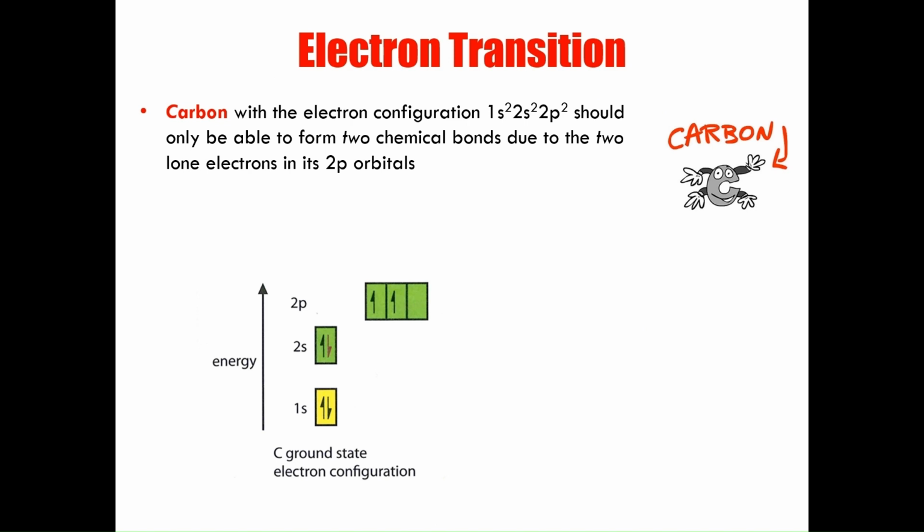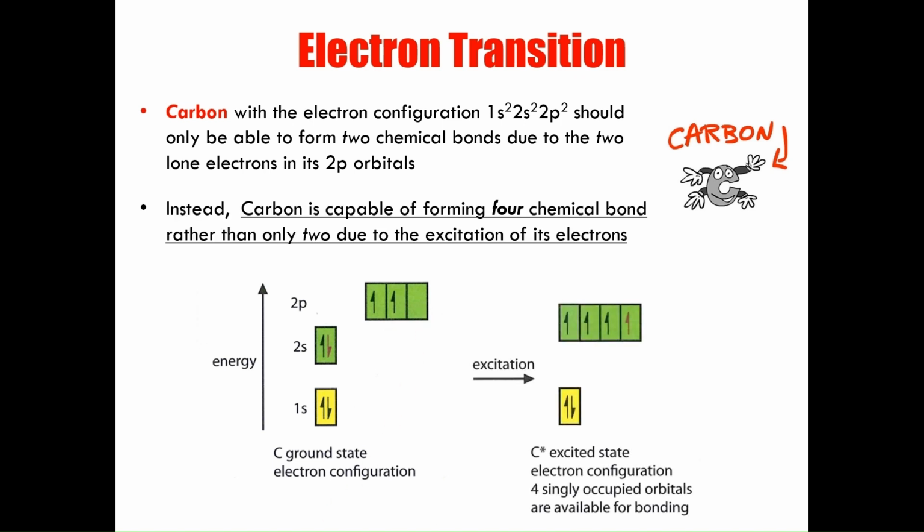Carbon is oftentimes used as a model for hybridization because it's so widely used as the central atom in the formation of molecules. As a single unbonded atom, carbon has 2 electrons in its 1s orbital, 2 electrons in its 2s orbital, and 2 electrons in its 2p orbitals. Because of its electron configuration, carbon should only be able to form 2 chemical bonds due to the 2 lone electrons in its 2p orbitals. But experimental evidence has shown that carbon forms 4 equivalent bonds when it's in a molecule.